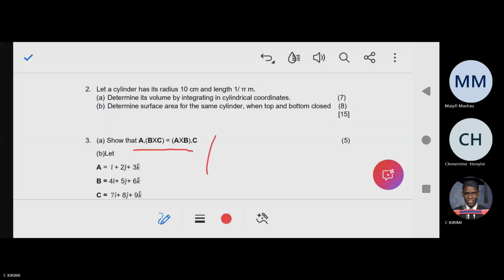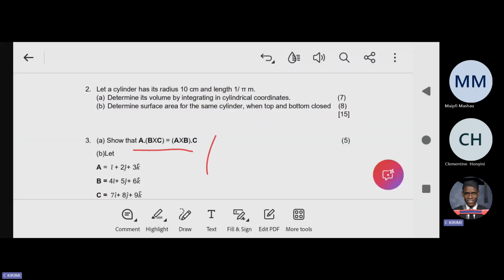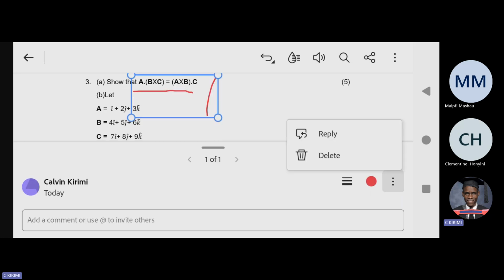So let's start with number 1. Where we are going to end, it's fine. We'll just continue tomorrow, no problem.